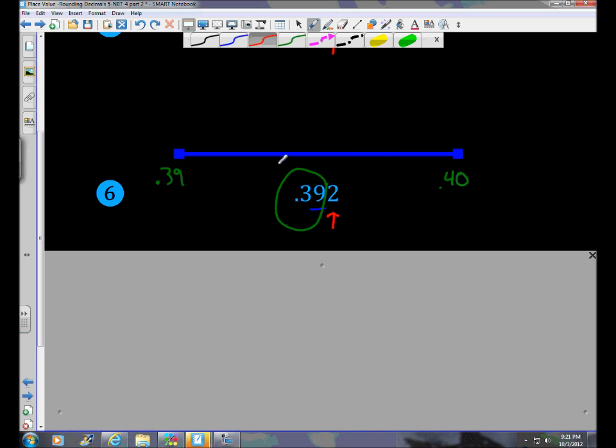The 2 tells us approximately where we are on here. Again, 5 would be in the center. We'd have 1, 2, so 392 thousandths would be right around there. And you can see that the 2 tells us to round down. Also visually you can see that 392 thousandths is closer to 39 hundredths. So that one rounds to 39 hundredths. And we did round to the nearest hundredth, so that works.